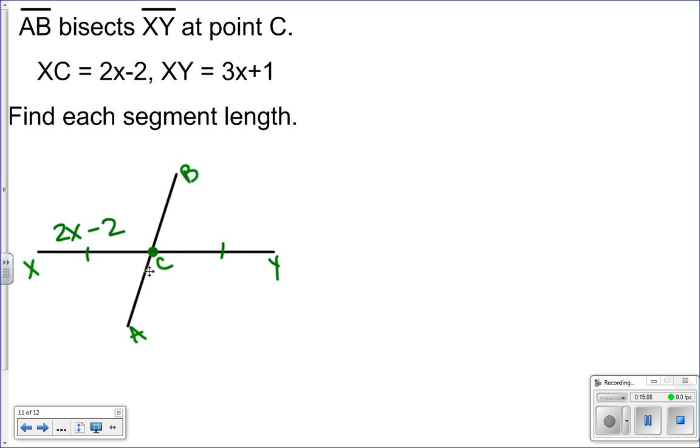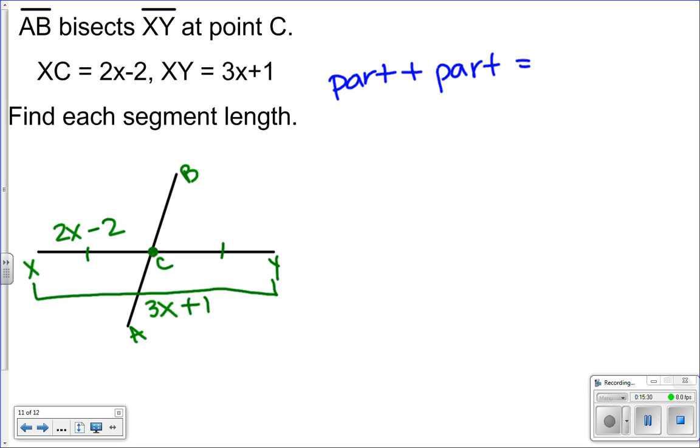And XY, which is now the whole thing, that's why I always draw this little line below, is 3x plus 1. Now when I look at this, we can't set these equal like we did before because one's the whole thing and one's just a part. So we are going to have to do part plus part equals whole like before, but we do need to figure out how we're going to get our missing information.